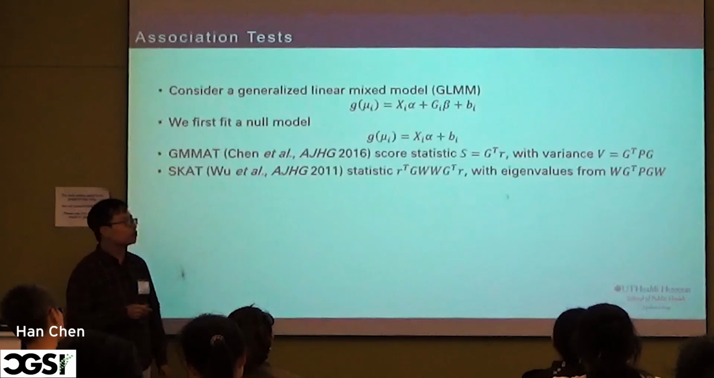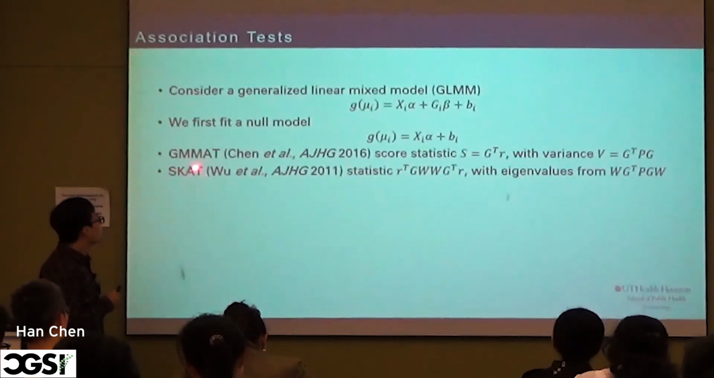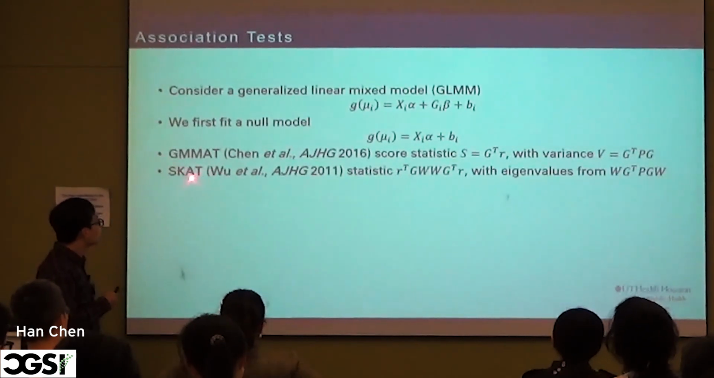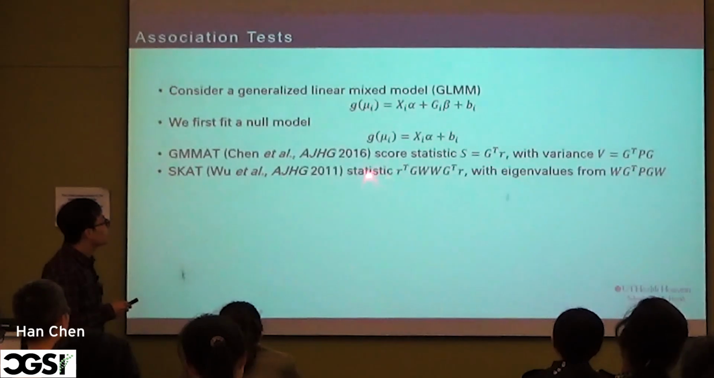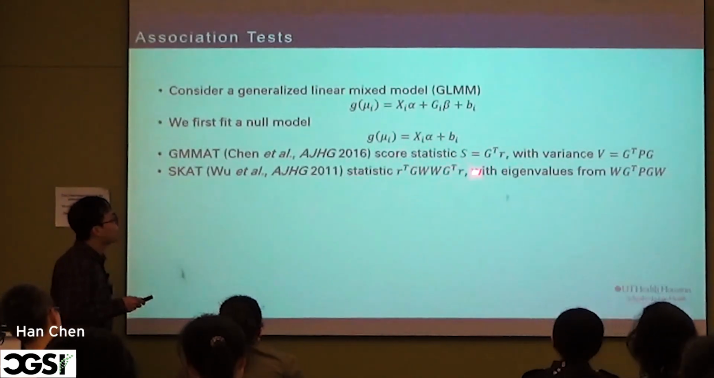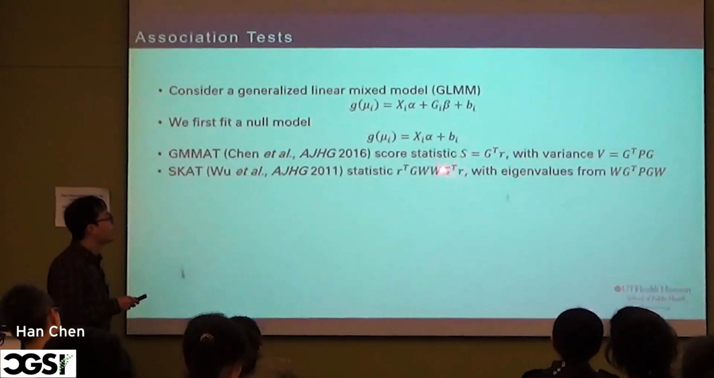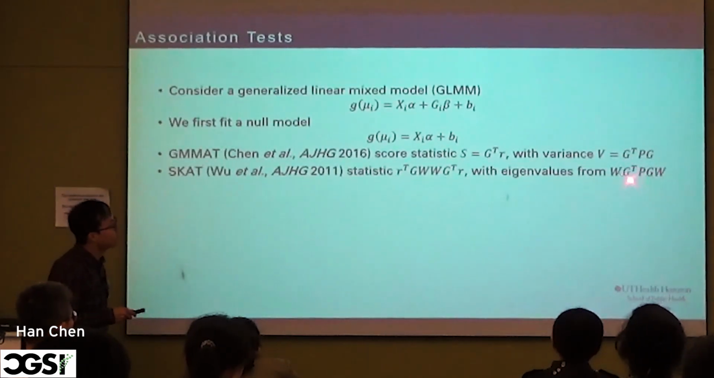If you want to do a rare variant test here, the classical sequence kernel association test, SKAT, which was one of the earliest rare variant association tests, the statistic turns out to be a weighted quadratic form of these residuals and the genotype matrices. And now we need to compute the eigenvalues from this weighted matrix. Remember that now G transpose PG is a matrix, it's not a scalar anymore.